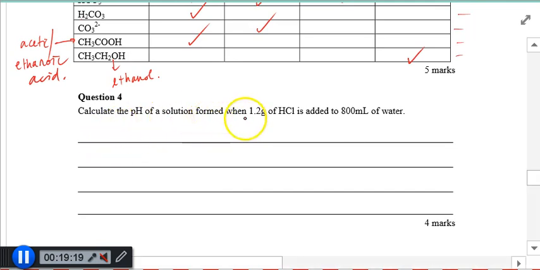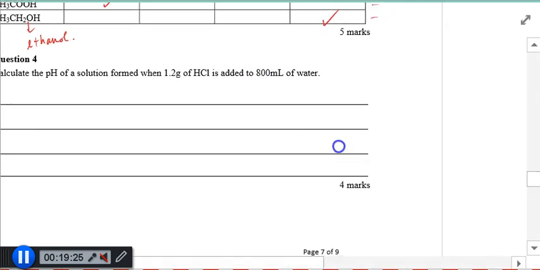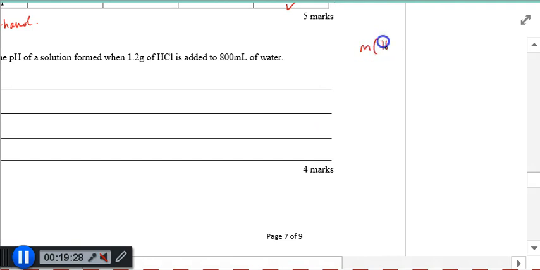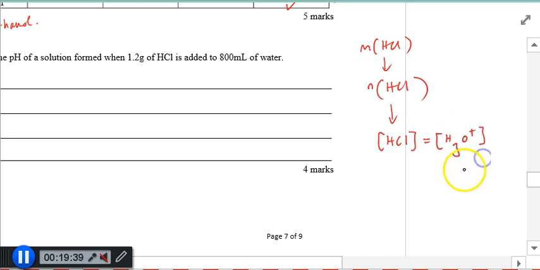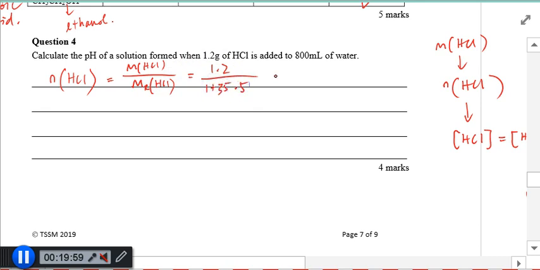Calculate the pH of a solution formed when 1.2 grams of HCl is added to 800 mils of water. So this is a calculation question, a few steps. So we need to convert the mass of HCl into number of moles of HCl, and then turn that into concentration of HCl and therefore concentration of hydronium ions, and then we can use that to get the pH. So mass of HCl is 1.2 grams. Number of moles of HCl is going to be mass of HCl divided by molar mass of HCl. So that's 1.2 divided by 1 plus 35.5.